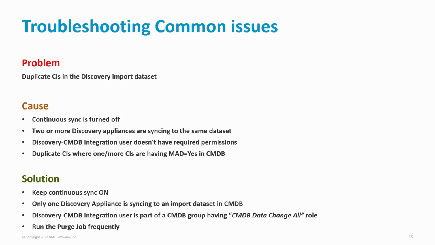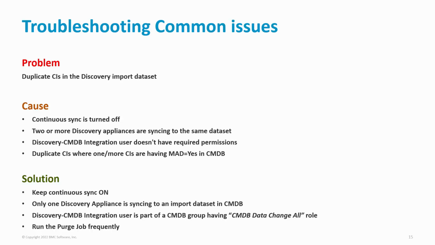The fourth root cause is, though you have duplicate CIs in CMDB, only one of them is active and the other identical CIs have MAD equals to yes. So these are not exactly duplicates, because once a CI gets the MAD equals to yes flag set, that CI needs to be destroyed or hard deleted by running the purge job. So the key takeaway from this root cause is that you keep on running the purge job, and whenever you see duplicate CIs in CMDB, make sure to check this MAD flag whether it is set to yes or not.